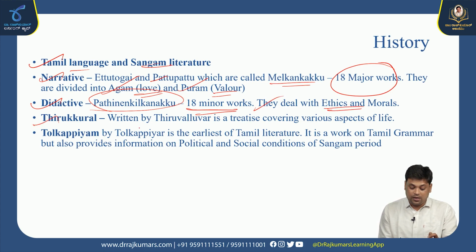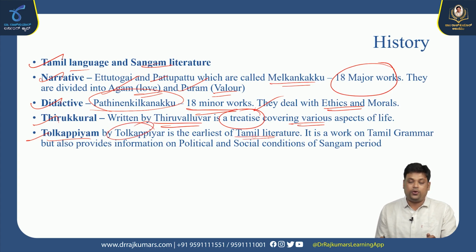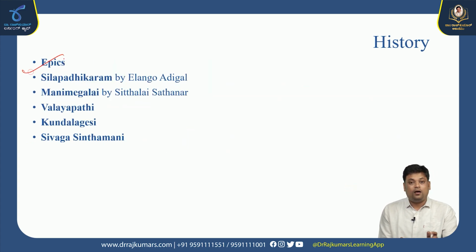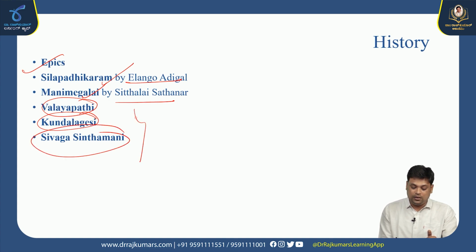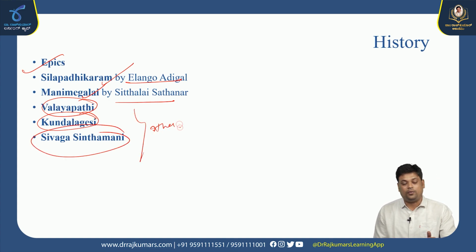Thirukural, which was written by Thiruvalluvar, is a treatise concerning various aspects of life. Tolkappiyam by Tolkappiyar is the earliest Tamil literature. It is a work of Tamil grammar, but also provides complete details related to the political and social condition of the Sangam age. Epics: just as we got Mahabharata and Ramayana, under the Sangam age we got Silappadikaram written by Ilango Adigal, Manimekalai written by Seethalai Satanar. Apart from that, Valayapathi, Kundalakesi and Sivaga Sindhamani were the other important epics in the Tamil language.